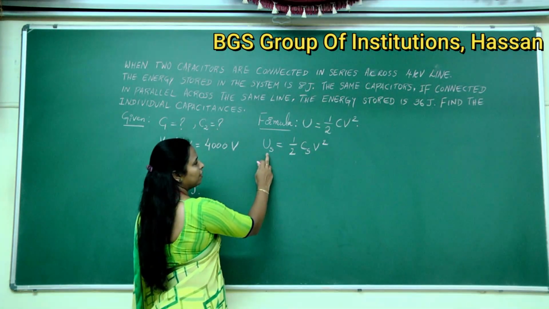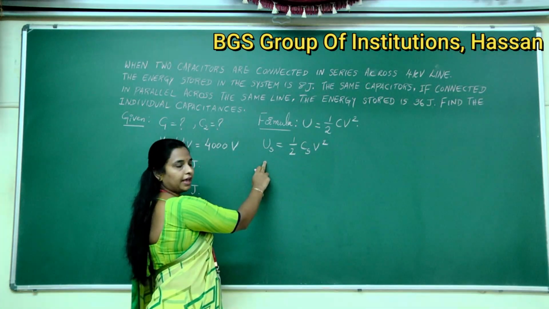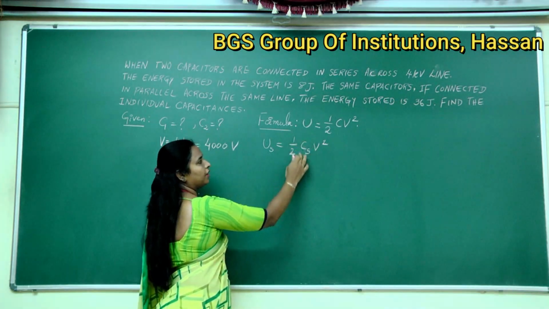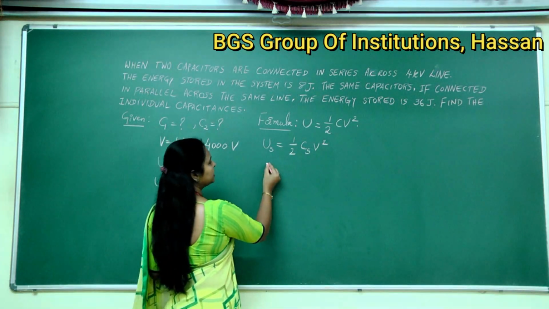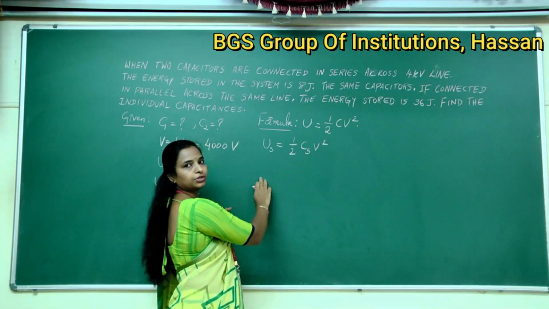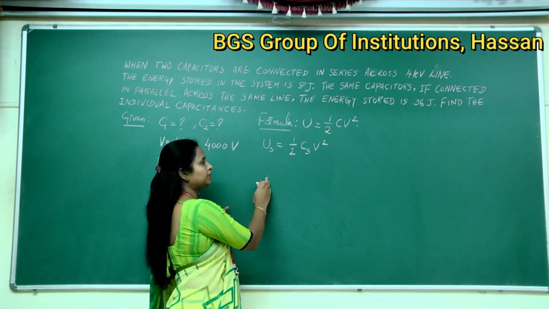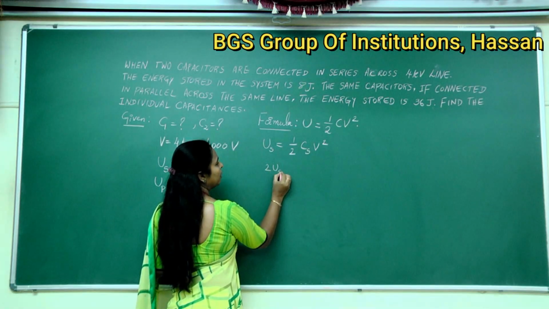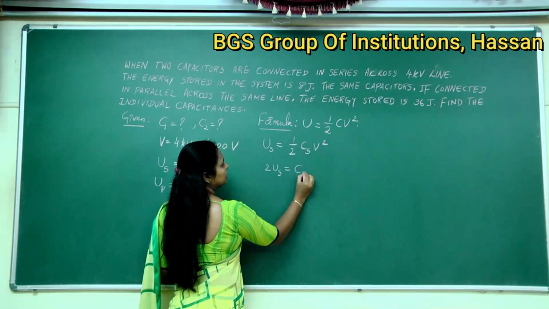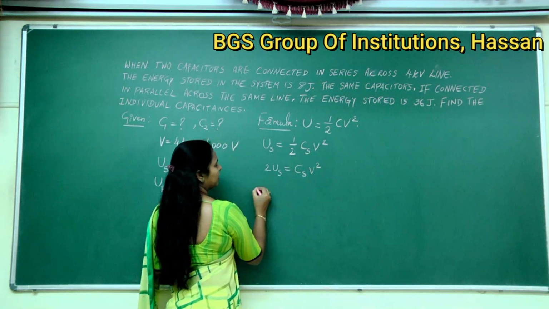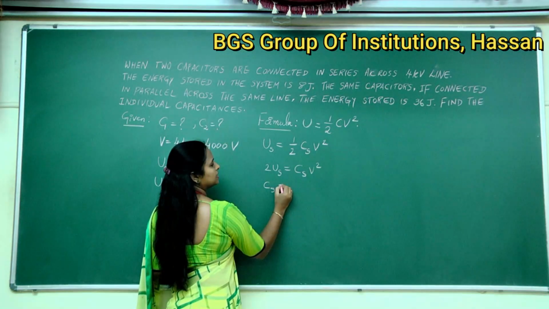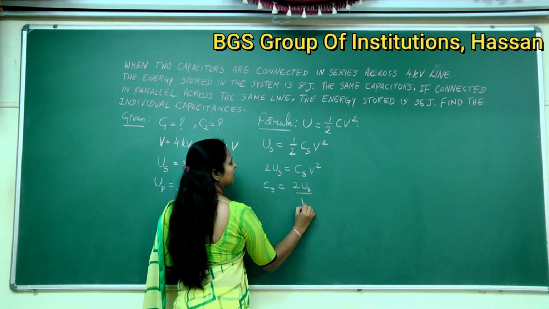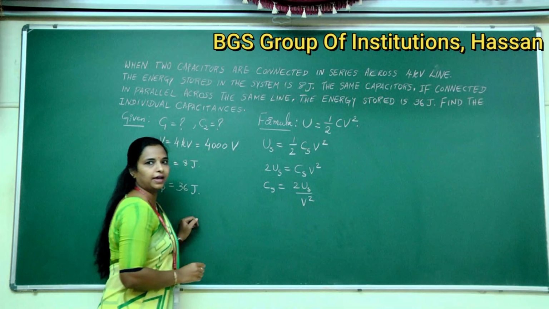Now we have the value of energy and the voltage. Only we have to solve here for CS. Solve for CS first. If this 2 goes to the left hand side, cross multiplication, then we have 2 US is equal to CS V square. Therefore, CS is equal to 2 US divided by V square.